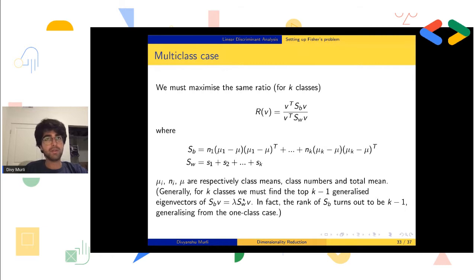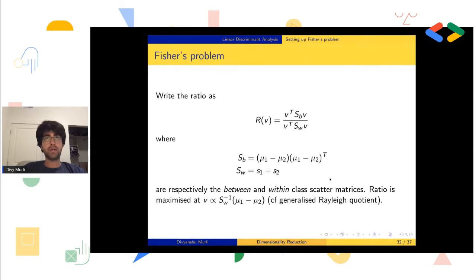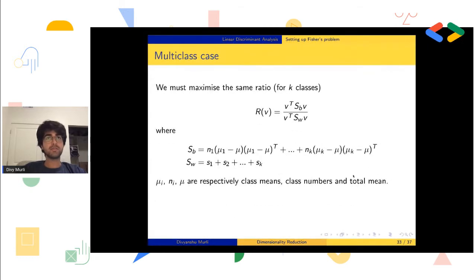And so the eigenvector corresponding to the maximum eigenvalue is the thing that separates things the most. And you can find the top k minus 1 of those. So for k classes, we want to find k minus 1 generalized eigenvectors, and those are the class separators. And incidentally, the rank for k classes turns out to be k minus 1, as in the case of 2 classes, the rank was 1. So that generalizes as well.